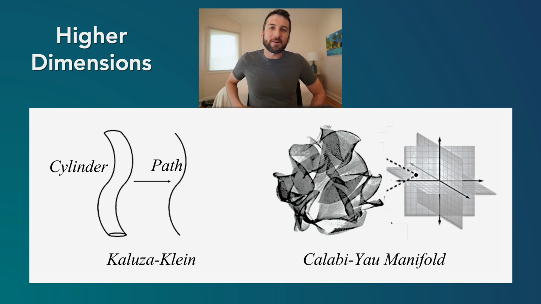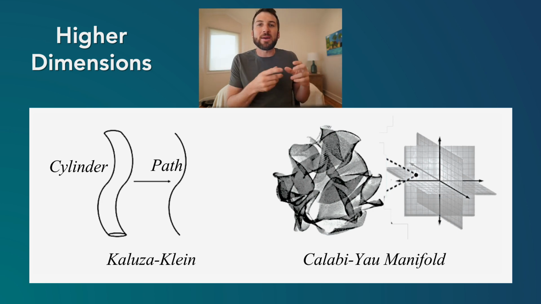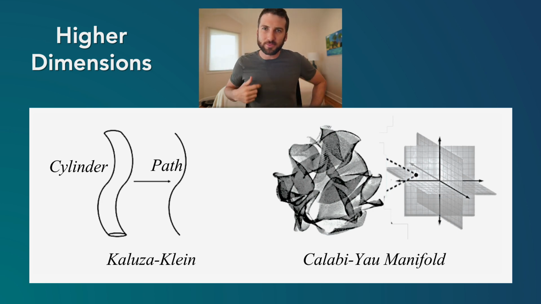But the notion is that maybe there's some hidden dimension that we can't see. If we zoom out, we see a path, but if we zoom in, perhaps this is really a cylinder. And this could maybe describe electron spin and other aspects we see. So this was an early attempt to unify gravity with the electromagnetic force. The notion is that maybe there are hidden higher dimensions at the very small scale that look like a path, but maybe it's actually tracing out a cylinder.